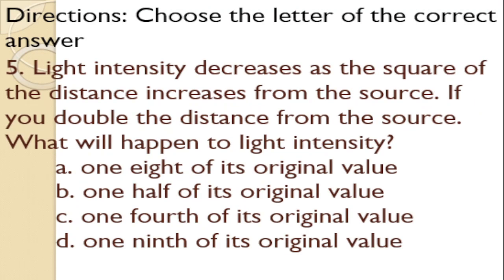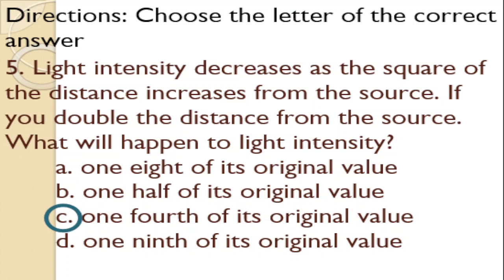Question number 5. Light intensity decreases as the square of the distance increases from the source. If you double the distance from the source, what will happen to the light intensity? A. 1/8 of its original value. B. 1/2 of its original value. C. 1/4 of its original value. And D. 1/9 of its original value. If you double the distance, what will happen to the intensity of light? If your answer is 1/4 of its original value, then you are correct.